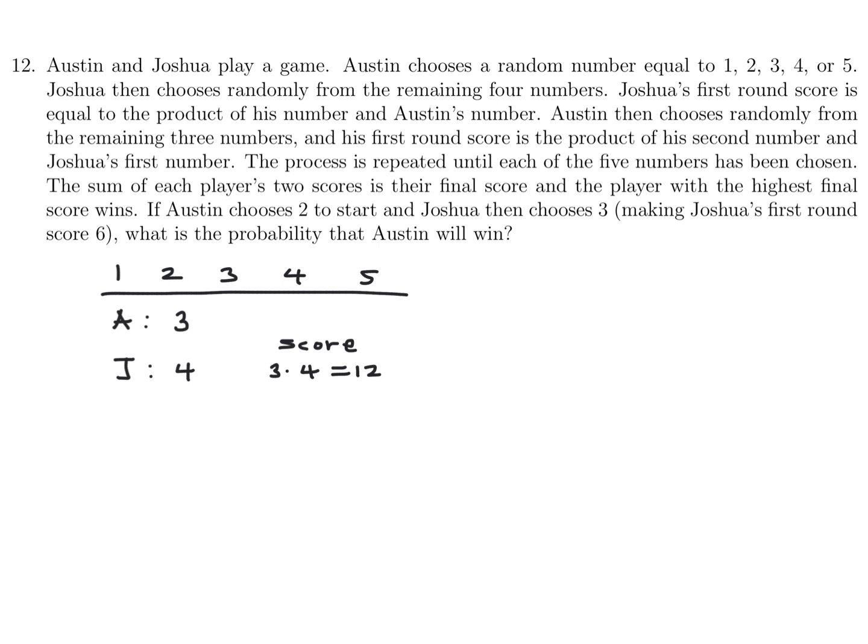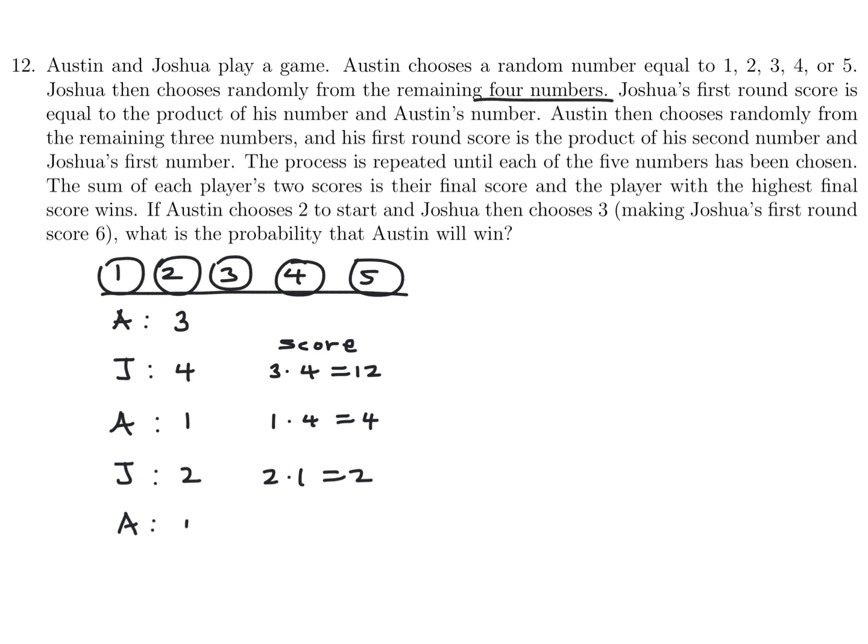And then we can only select what hasn't been selected yet, whatever is remaining from the 4 numbers. So let's just say he chooses 1. Now the score is the product of his and the previous, so it'd be 1 times 4, which is 4. And then Joshua selects, let's say, the 2. So his score is 2 times 1, which is 2. And then finally, Austin chooses the only number remaining, which is 5, which then makes that score 5 times 2, which is 10.